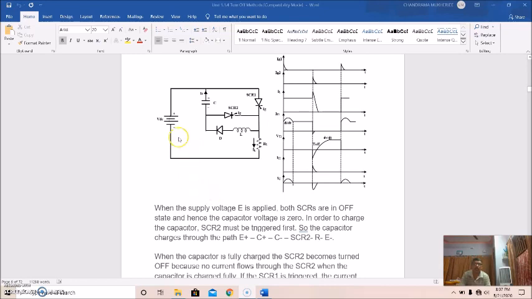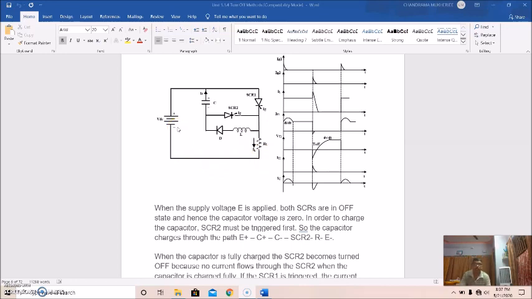Now, when we apply this DC voltage, suppose VDC equals E, both the main SCR and the auxiliary SCR are in the off state, and capacitor voltage is 0. In order to charge this capacitor, we trigger the auxiliary SCR, SCR2. The capacitor charges through this path: this positive, then C positive, C negative, then this thyristor, then the load resistance, and then the negative plate of the source voltage.